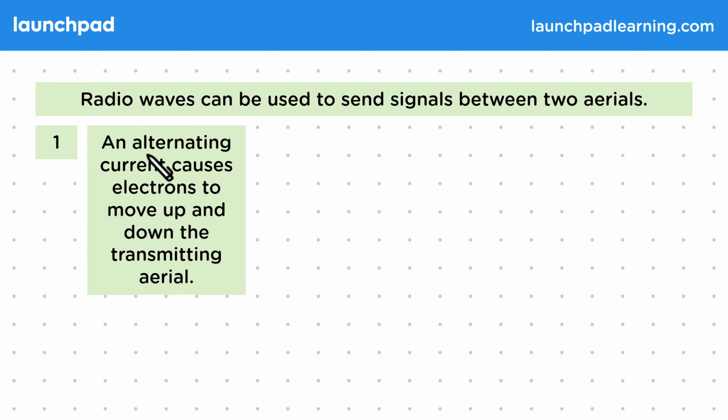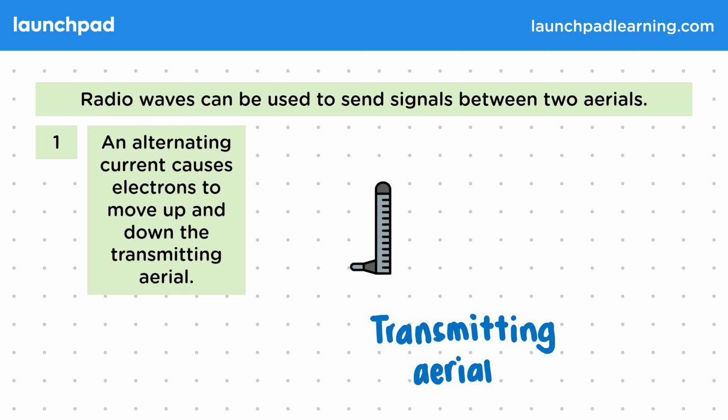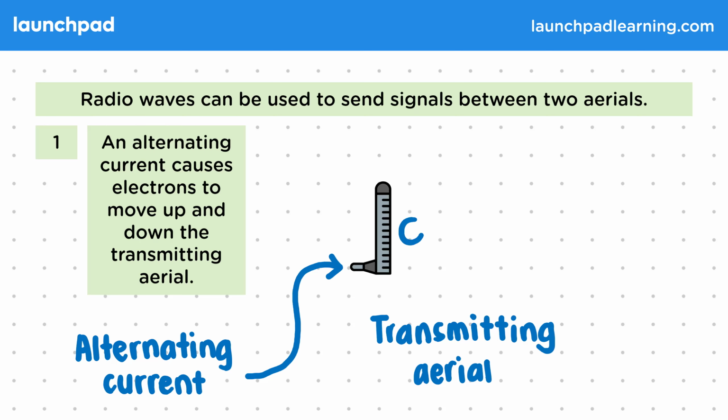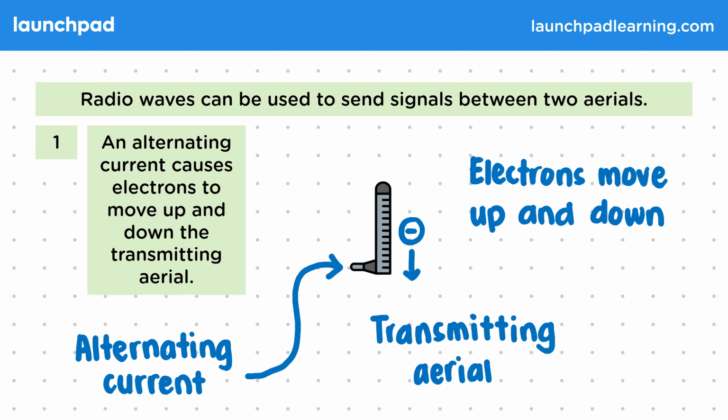In the first step, an alternating current causes electrons to move up and down the transmitting aerial. Here's an example of a radio transmission aerial, which we send an alternating current into. The alternating current, or AC for short, transfers electrical energy by making delocalized electrons move back and forth in a conductor. There is also a conductor inside the aerial, which also has delocalized electrons. These electrons will move up and down as they're pushed and pulled by the alternating current.